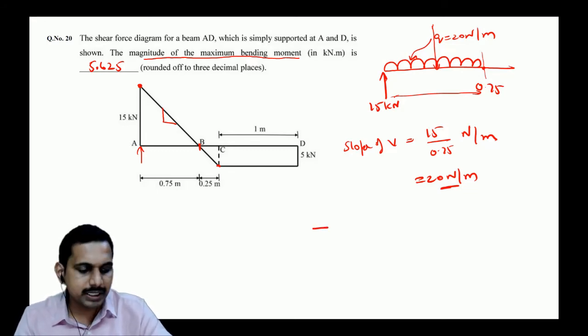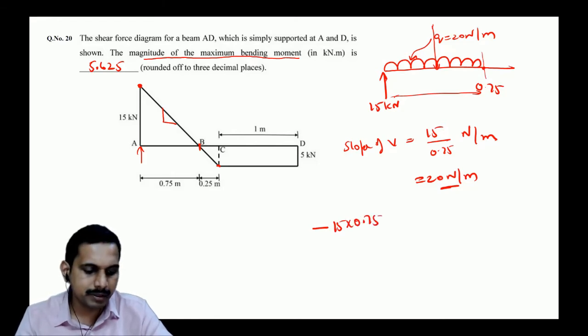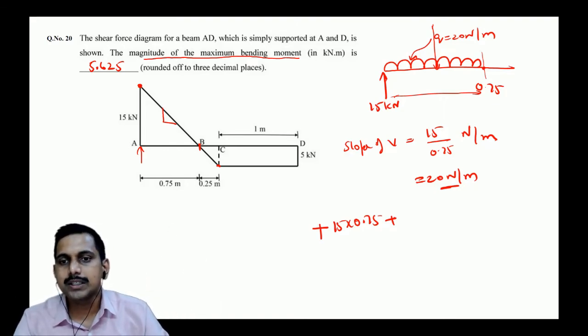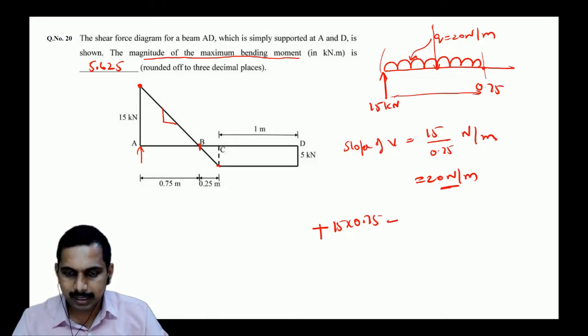So it is minus, I will take 15 into 0.75 causes a hogging bending moment, correct? Plus, right? Because no, sorry, sagging bending moment. So it is plus. I'm sorry here. Okay, this is causing a sagging bending moment. So it is plus. I'm sorry, and then minus.